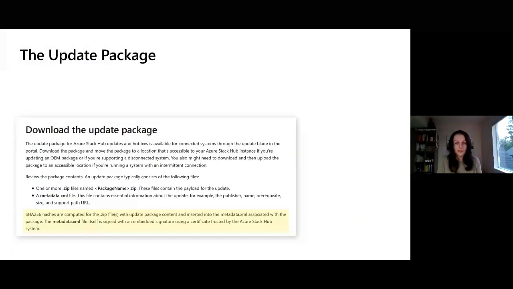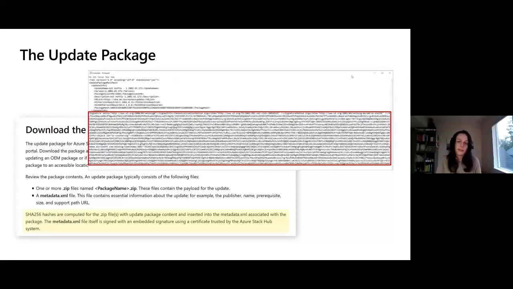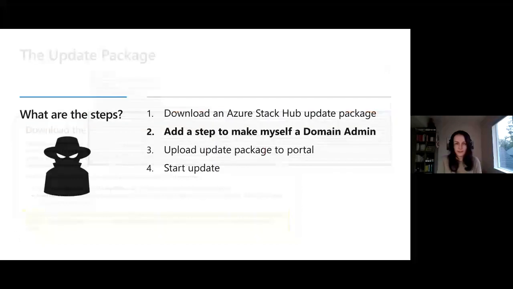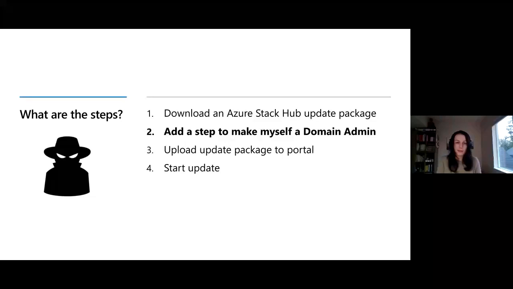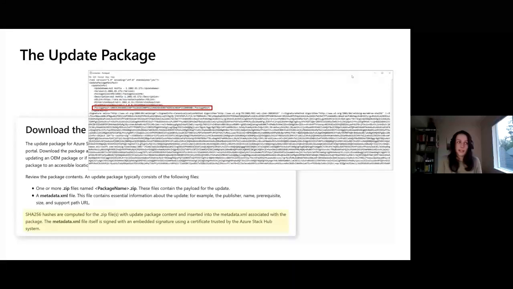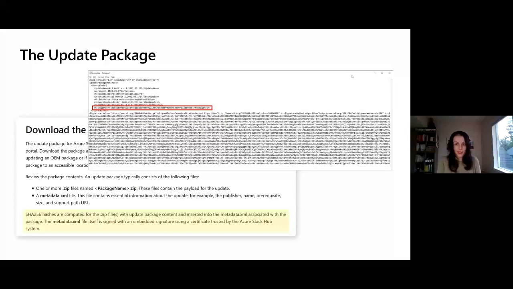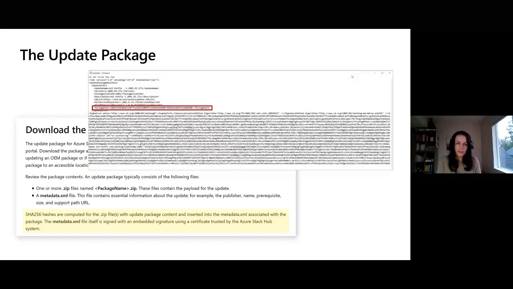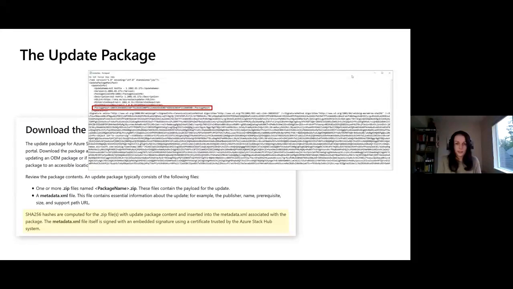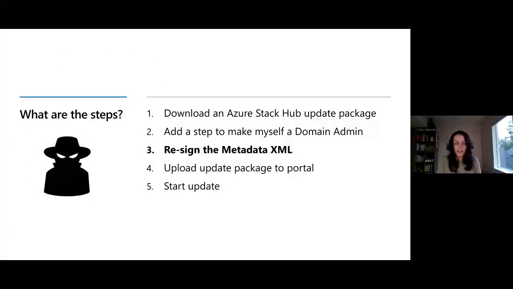Now, unfortunately for us, much like the documentation also states, the metadata XML does appear to be signed by a certificate that is trusted by the Azure Stack Hub system. Now, this may seem like a problem to us at first, because if I add a step to make myself a domain admin, the file hash of the update package will change, and the signature will then become invalid. However, all this means is that I will simply need to add a new step to our list to update the file hash and re-sign the metadata XML with a certificate that is trusted by the Azure Stack Hub system.